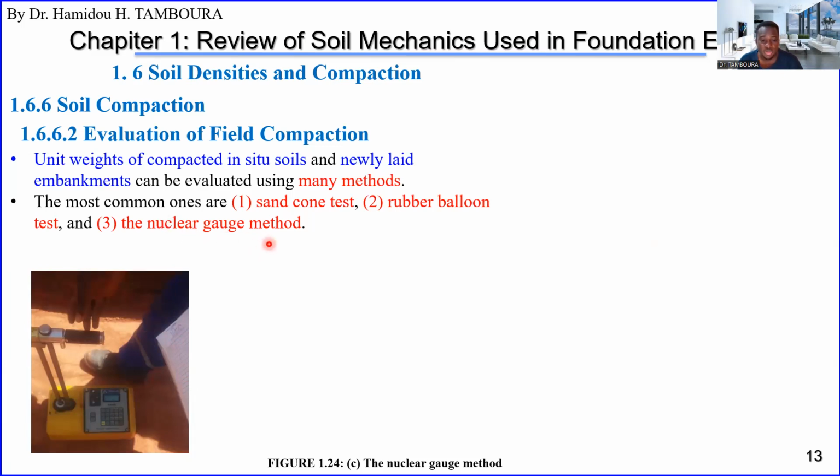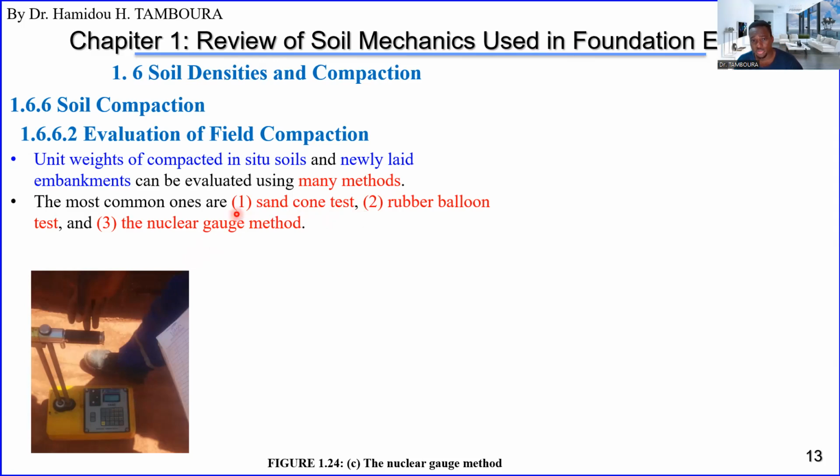So the nuclear gauge method gives you all the information at the same time. You don't need to go and wait for the sample. You don't need to dig, make a hole in the ground. No, it's very convenient. It will give you the unit weight, the wet unit weight, the water content, many pieces of information. Okay.